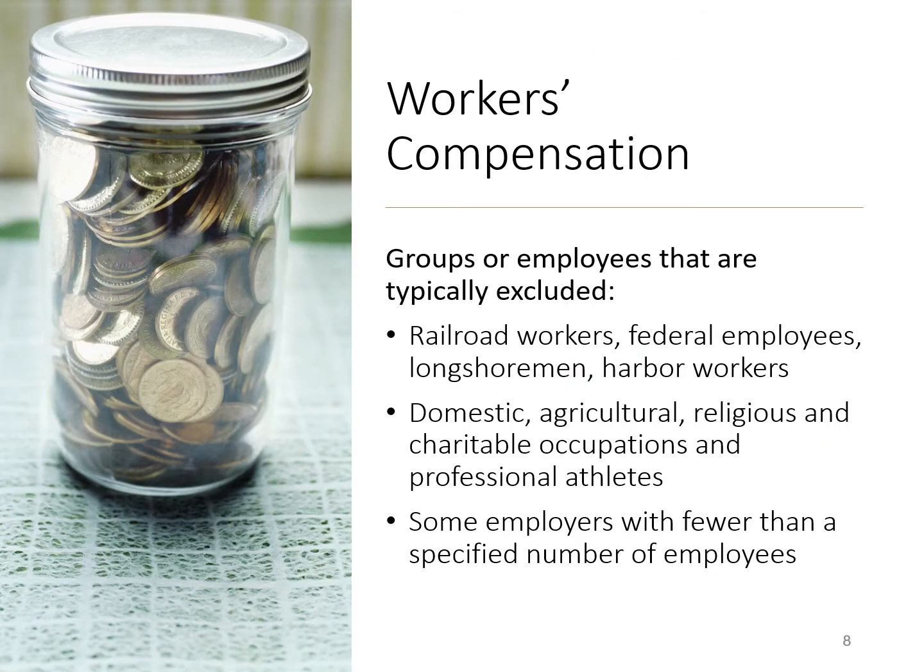The following groups of employees are typically excluded from workers' compensation laws. Railroad workers, federal employees, longshoremen, and harbor workers have separate workers' compensation laws. Domestic, agricultural, religious, and charitable occupations and professional athletes are exempt. Some employers with fewer than a specified number of employees, usually 1 to 5, varies per state.